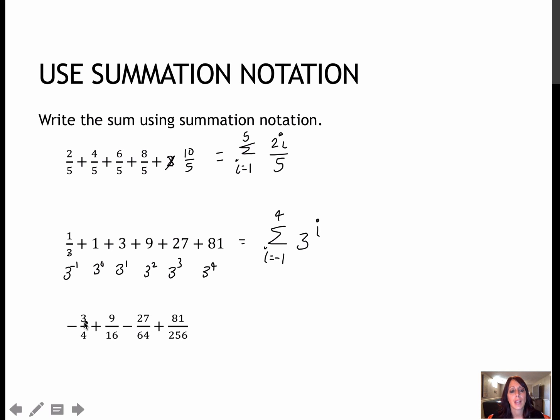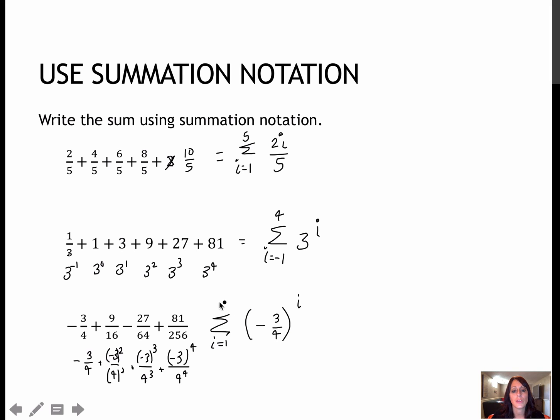Last one, a little bit trickier. I've got -3/4, 9/16, -27/64, 81 over 256. So again, notice that it's alternating, which means it's going to be a negative. And you can either write it with that -1 or just put the negative on the fraction. It looks like I'm taking 3/4 to the first power, to the second power, to the third power, because this looks like -3 over 4, and then 3 squared over 4 squared, and then -3 cubed over 4 cubed, and then -3 to the 4th, 4 to the 4th. So I'm taking -3/4 to the I power, starting with 1 and going to 4.